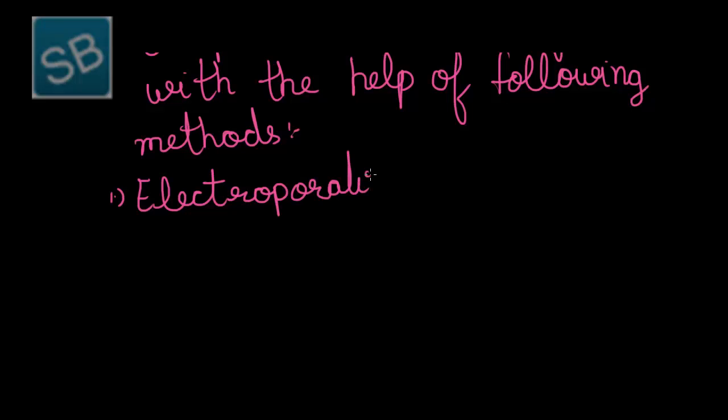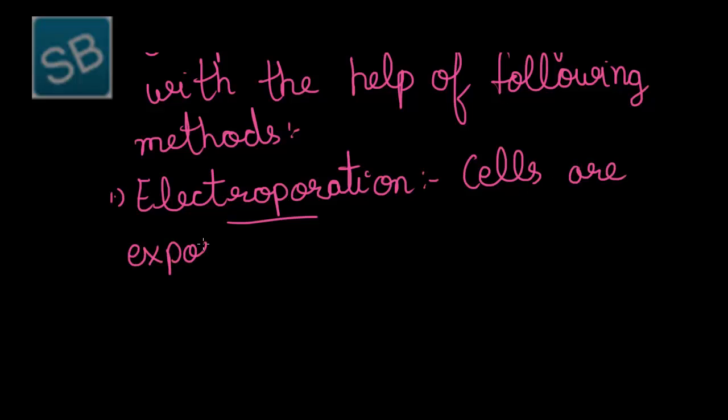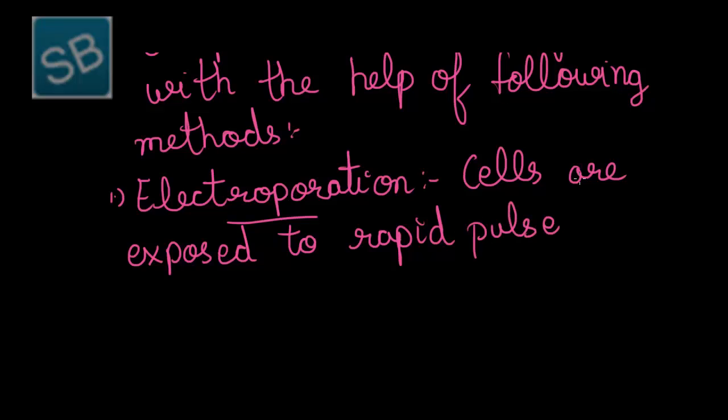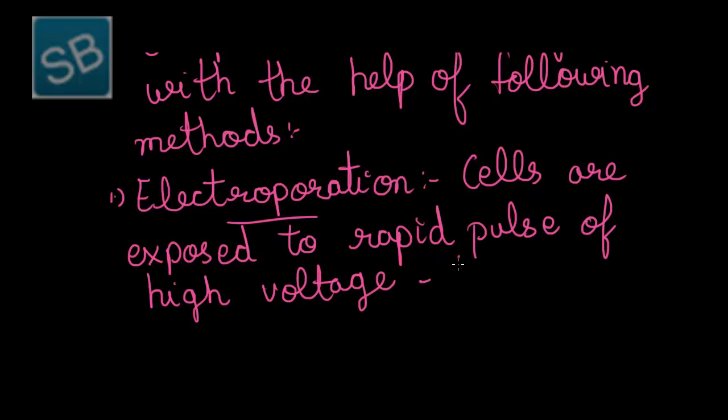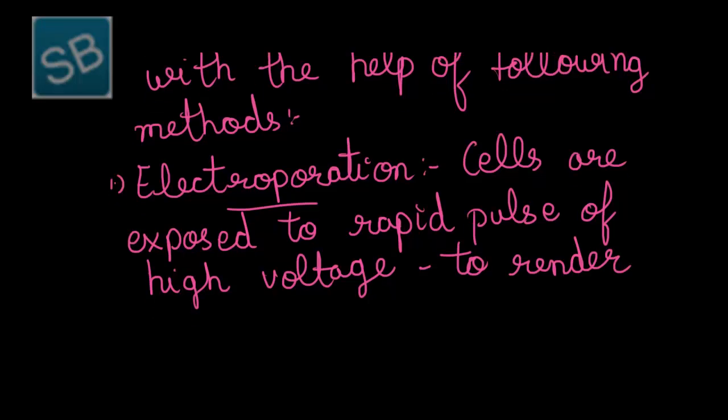In this method, the cells are exposed to a rapid pulse of high voltage in order to render the plasma membrane permeable to the recombinant DNA. That is, it renders permeability to the plasma membrane.